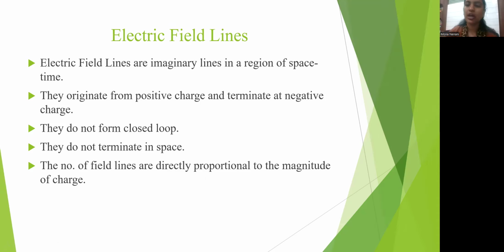So electric field lines. What are electric field lines? These are imaginary lines in the region of space. They originate from positive charge and terminate at negative charge. They do not form a closed loop, as they originate from positive charge and terminate on negative charge, so how will they form a closed loop, right? And if they are not terminating in space, that means they will continue till infinity. The number of field lines is directly proportional to the magnitude of charge. The more the magnitude of charge, the more field lines there will be, and the less the magnitude of charge, the fewer the lines.